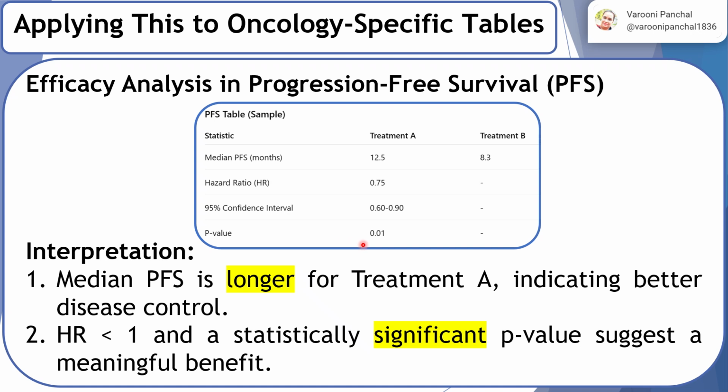And the p value is strictly less than 0.05, right? In that scenario, statistical significance is there, and hence the p value suggests a meaningful benefit. So treatment A is far better than treatment B, because it is giving good results. It is giving me more time for surviving in this world, as compared to treatment B. So this is how you can analyze.